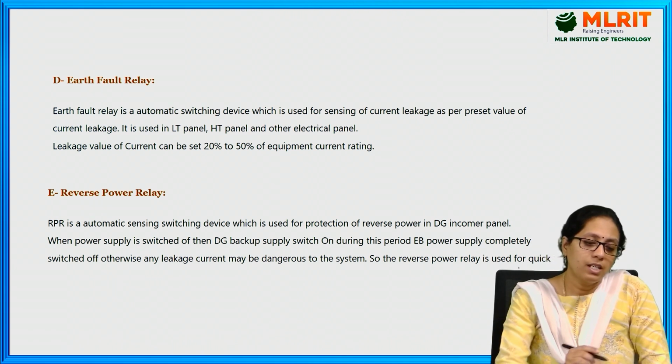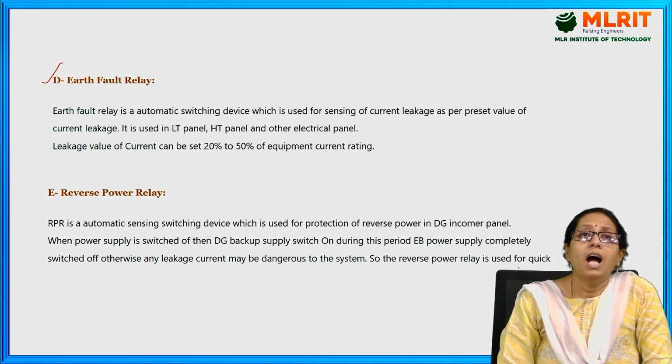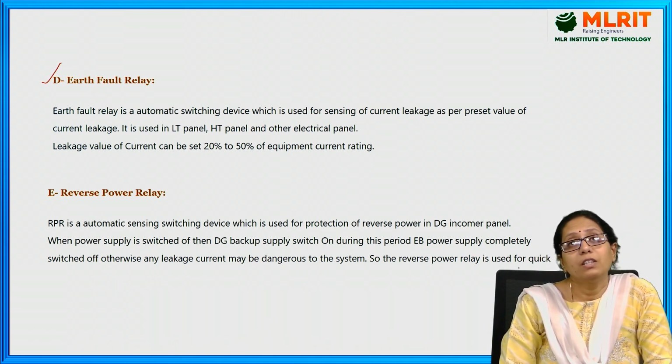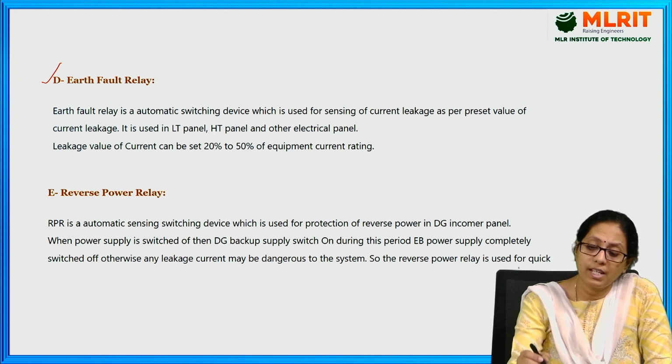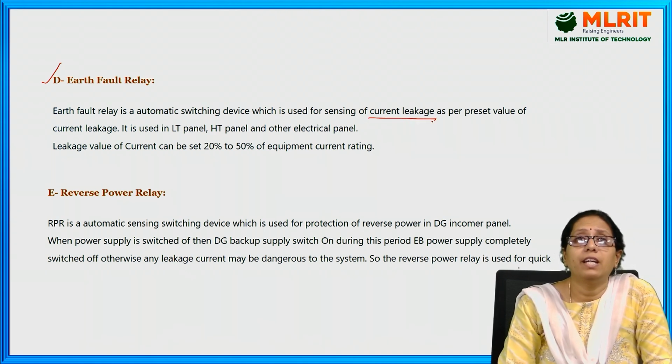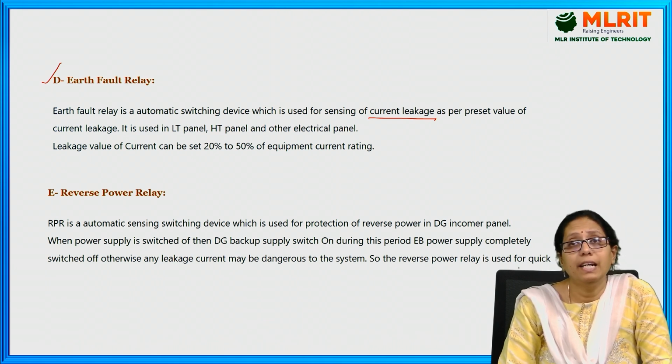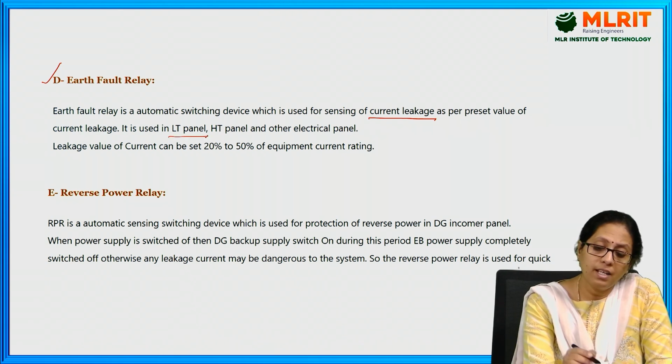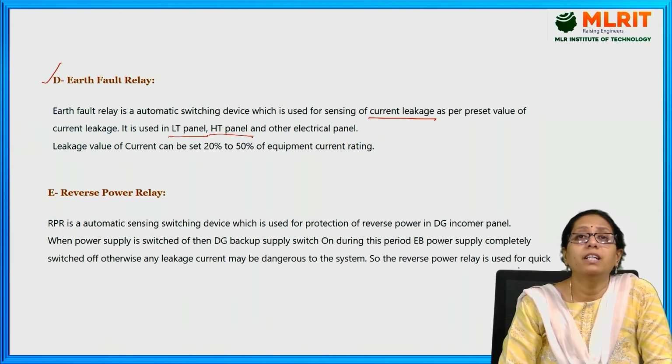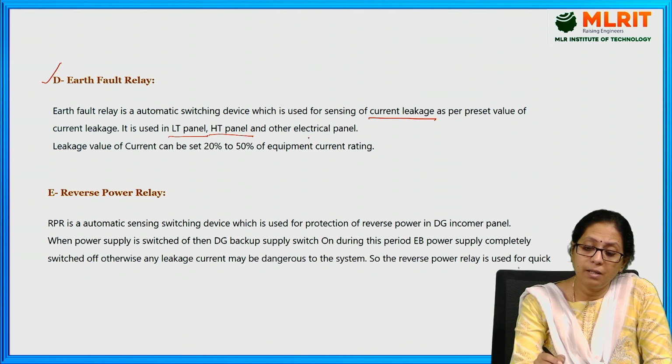Next one is earth fault relay. Earth fault relay is an automatic switching device which is used for sensing the current leakage, as per the preset value of current leakage. It is used in LT panels and HT panels and in other electrical panels also.